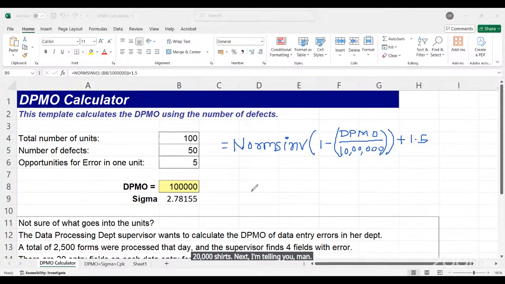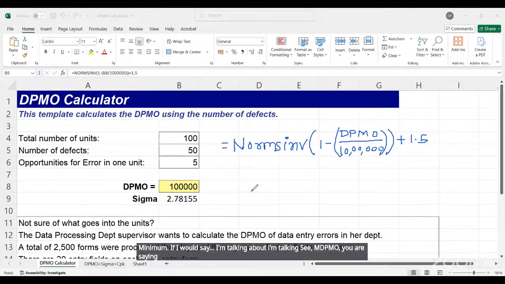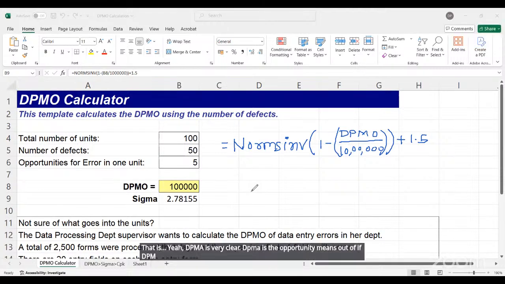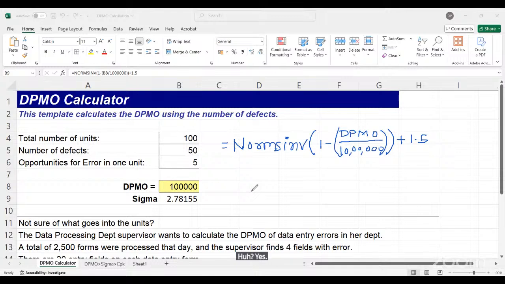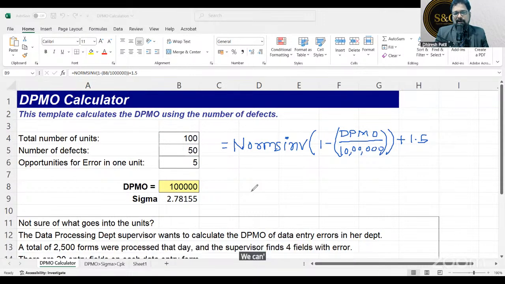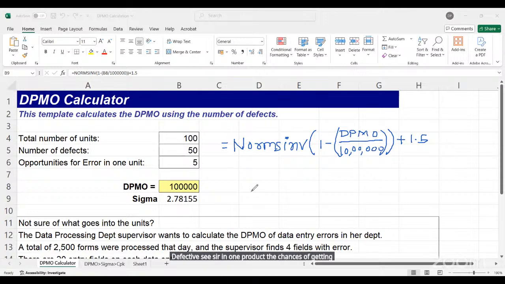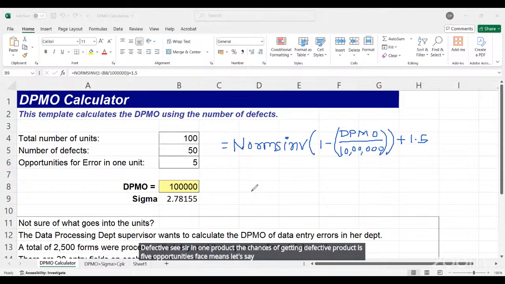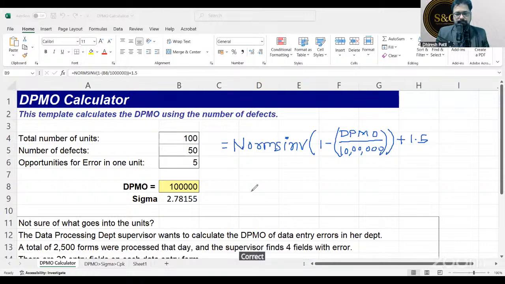See, in DPMO you are saying the DPMO number is 1 lakh. Yes, correct, that is clear. DPMO is clear to you? Yeah, DPMO is very clear. DPMO is the opportunity. Means if DPMO is 1 lakh, then defective products are minimum 20,000. It could differ, that depends upon the formula. We can't say out of which. See, sir, in one product, the opportunity of getting a defect is 5. Let's assume there are 5 defects in every product. Correct. Minimum 20,000 products are defective.